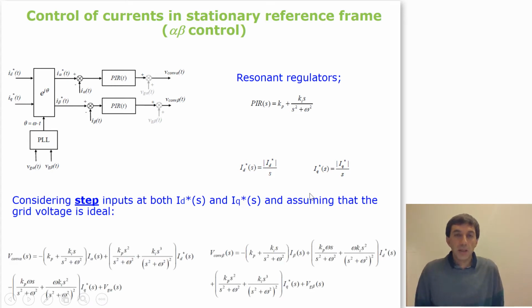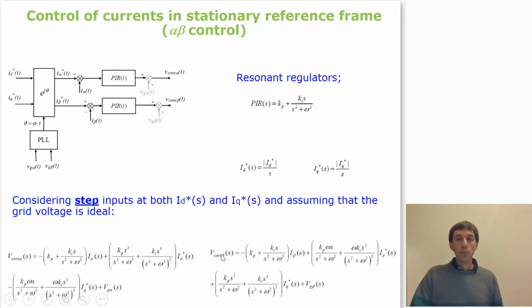After several mathematical developments, which are not so simple, they are quite large, we can obtain the result of these two previous time domain equations as S domain equations. And here we see that the alpha component of the voltage created by the converter, after applying these loops, is multiplied by the equation of the resonant controller to the alpha component of the current. Then there is another term that multiplies the D reference of the current. Then there is also another term that multiplies the Q component of the current reference. And here we have the coupling terms.